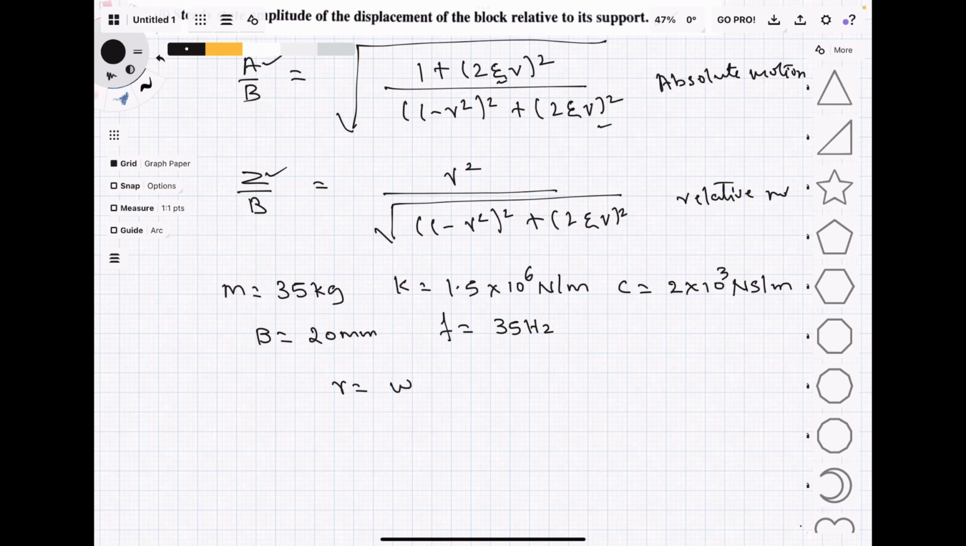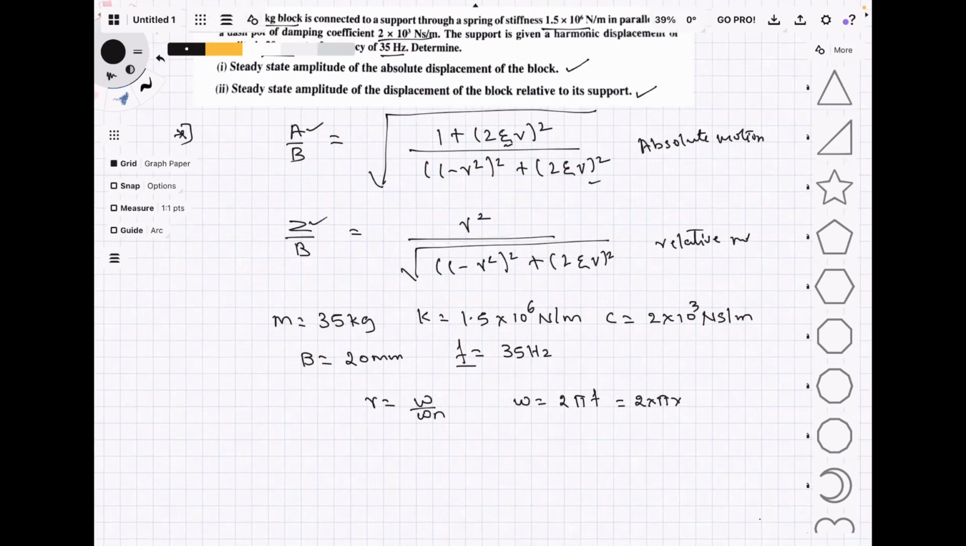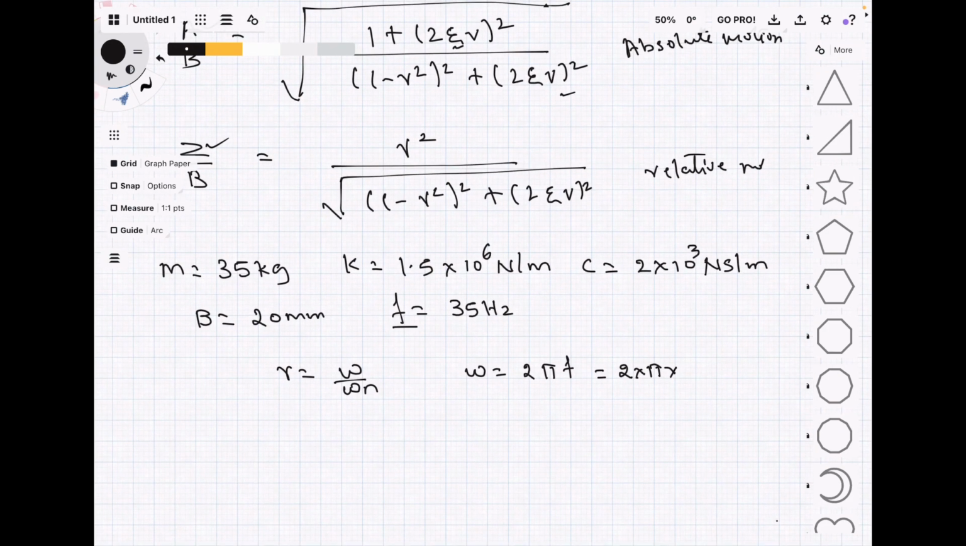How to find out? Omega upon omega n. So first, how to find out omega? Here linear frequency is given. The formula will be 2 pi f. 2 into pi into the frequency, which is given as 35 hertz. So what you will be getting here is 219.91 radians per second.